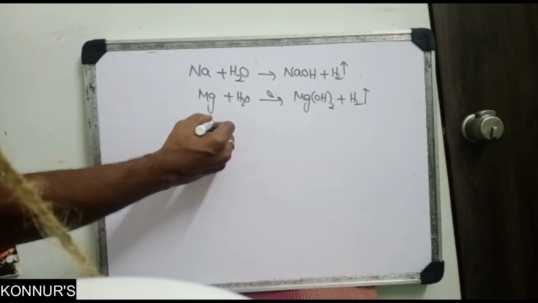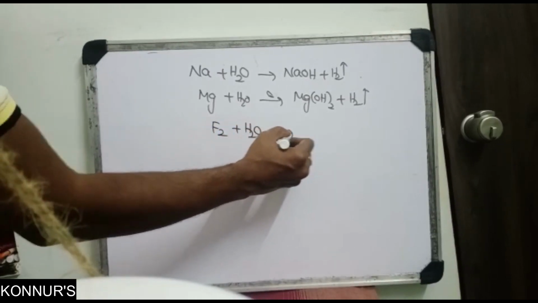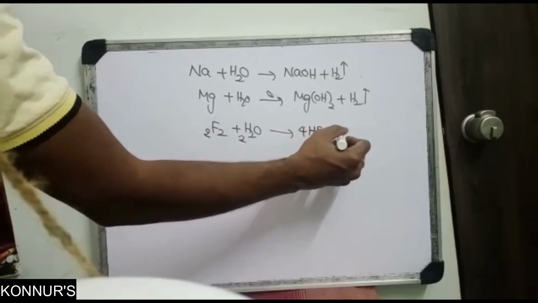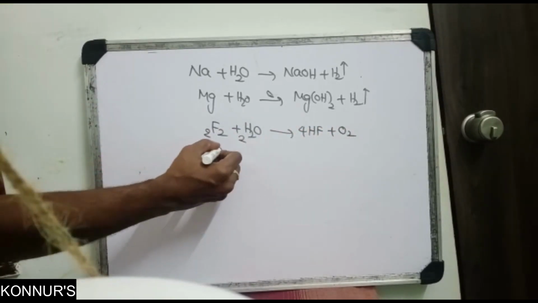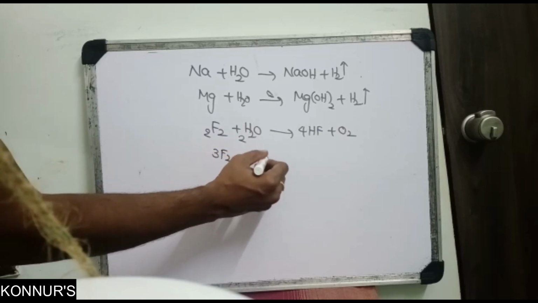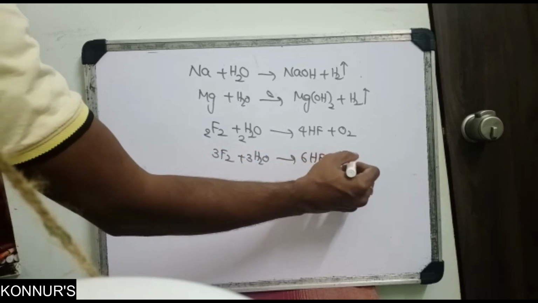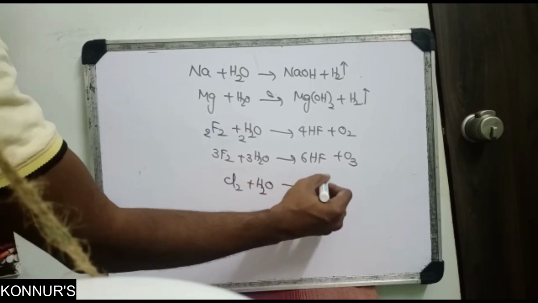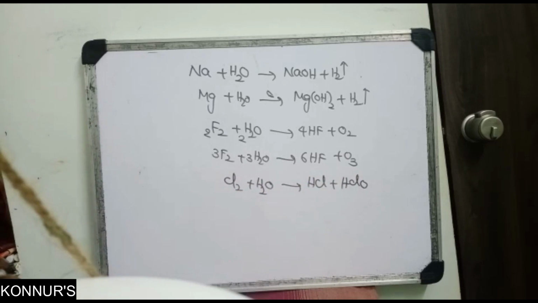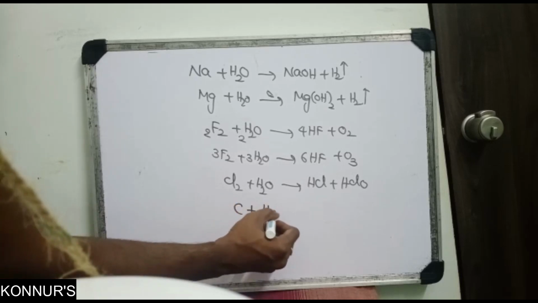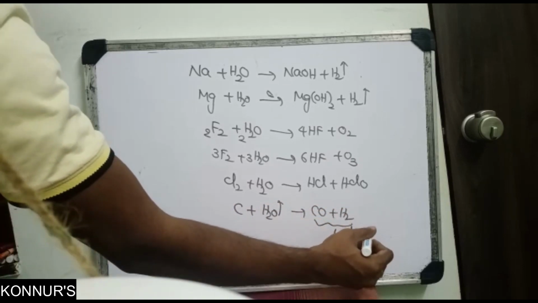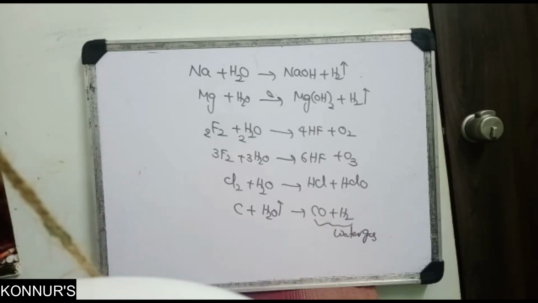Next, non-metals. F2 reacts with water: 2 moles gives 4HF plus O2. Suppose you take 3 moles, it gives 6HF plus ozone. Chlorine reacts with water and you get HCl and HClO, hypochlorous acid. Carbon reacts with water vapor to give carbon monoxide plus hydrogen, so you get water gas, or syngas, as you call this.